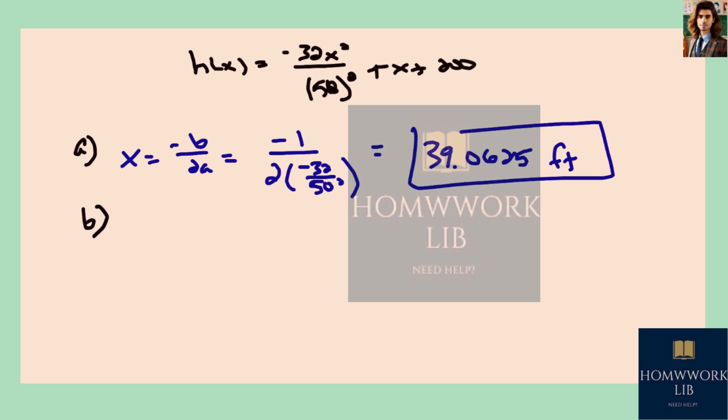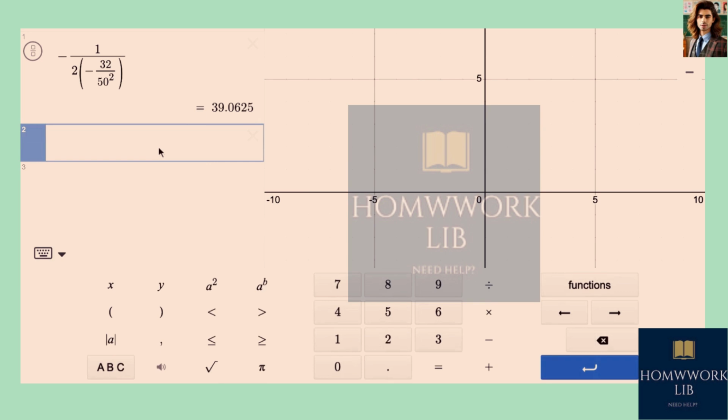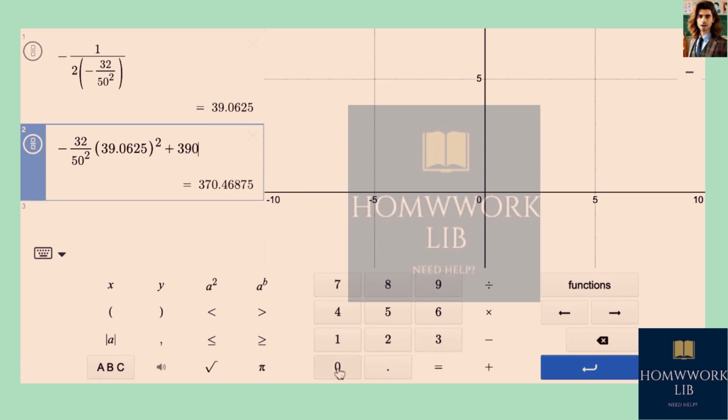The maximum height would be h of 39.0625. So that would be negative 32 over 50 squared times x squared, where x is 39.0625, plus x plus 200, which is 219.53.